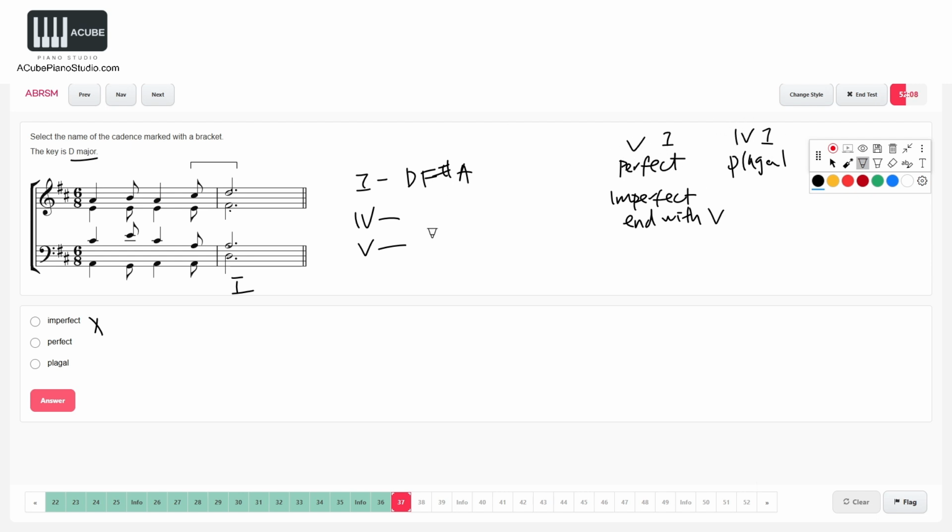Okay, so for this type of question, I'll just write 1, 4, and 5 because you just need to check the last chord first. If it's 5, it doesn't matter what the other chord is, it is definitely going to be imperfect. If you check the last chord is 1, then you just need to know whether this is chord 4 or chord 5 to decide whether it's perfect or plagal.